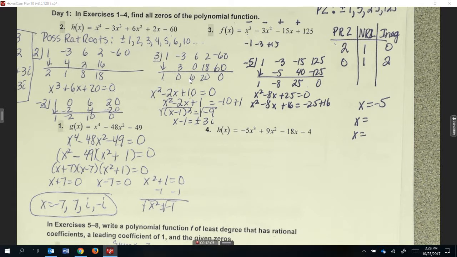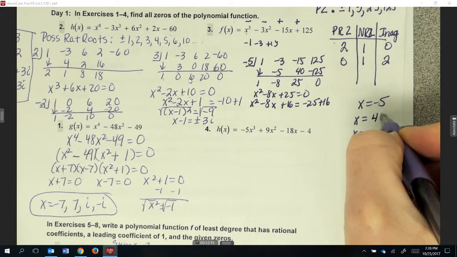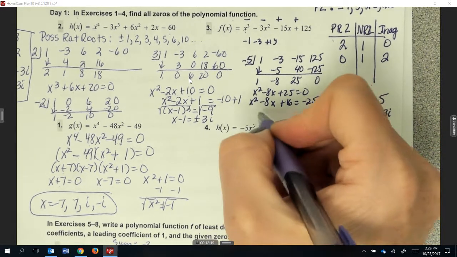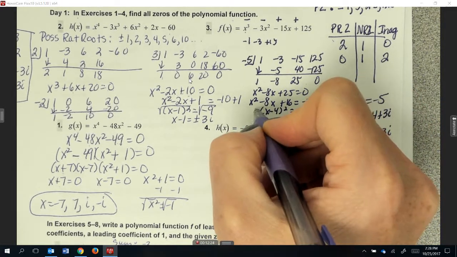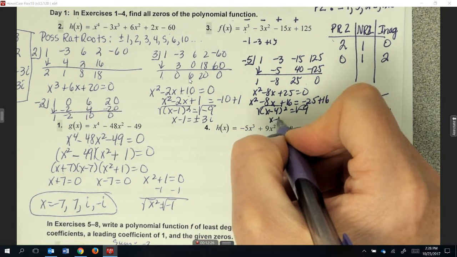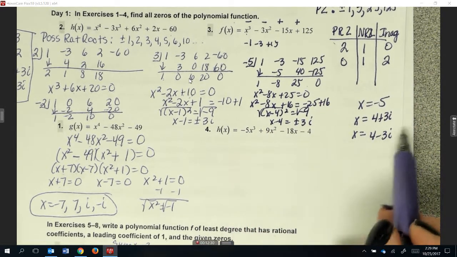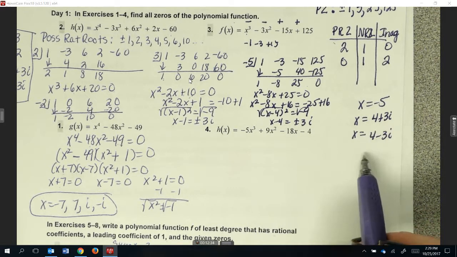Anybody know it? What'd you get, Zach? I think it was 4 plus 3i and 2 plus 3i. Anybody else get the same thing? Good, because that's right. This goes down to x minus 4 squared. This is negative 9. Take the square root. That's x minus 4. That's plus or minus 3i. So it's 3i, positive or negative, and then the 4 would end up being positive.